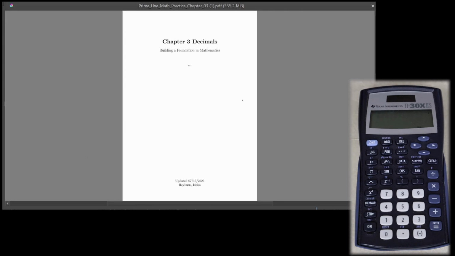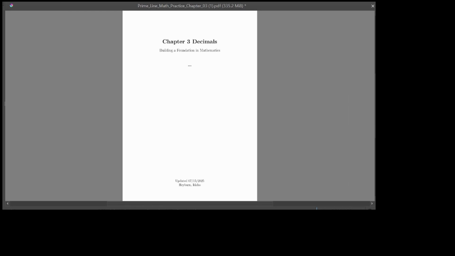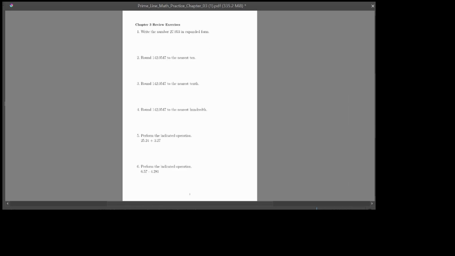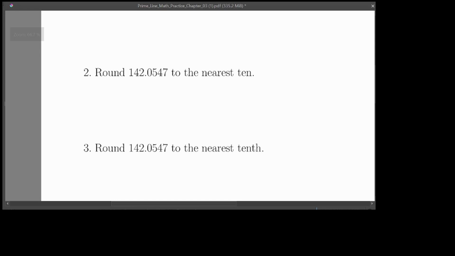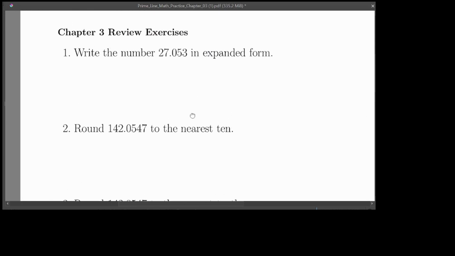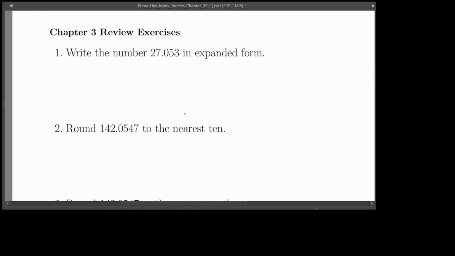All right, chapter 3, decimals, and we'll jump to page 2, and let's start taking a look at it. Okay, so this is asking us to write the number in expanded form. What we're looking for is we're looking at each of the place values. So this is our tens, this is our ones, this is our tenths, 1 over 10, hundredths, thousands.